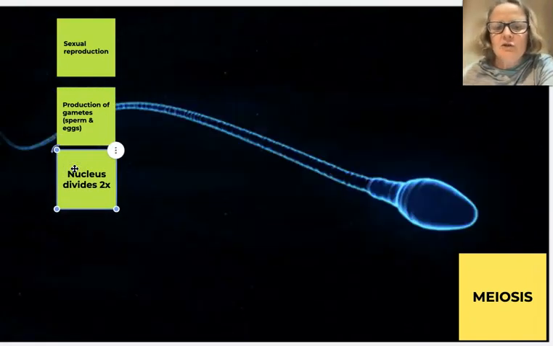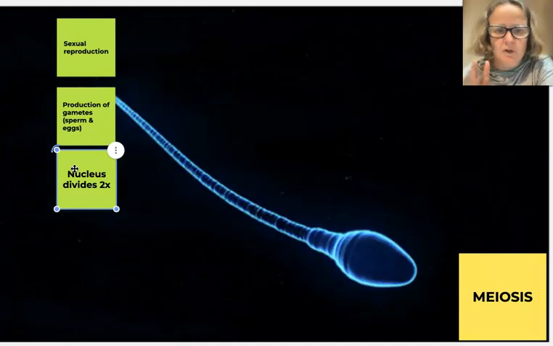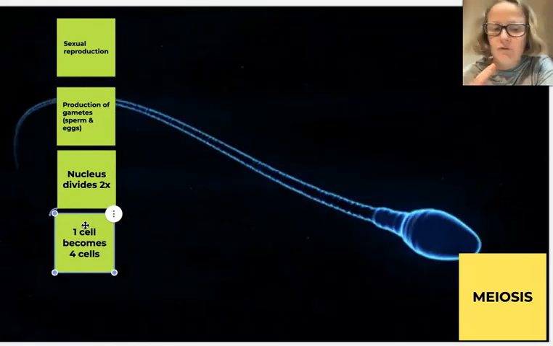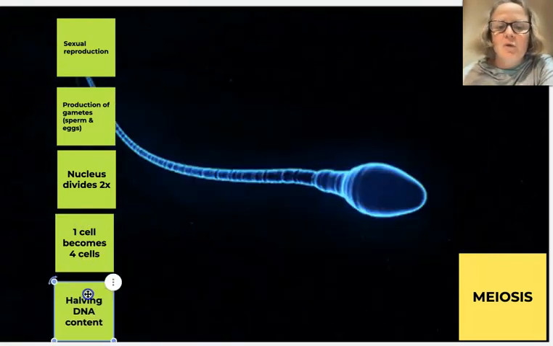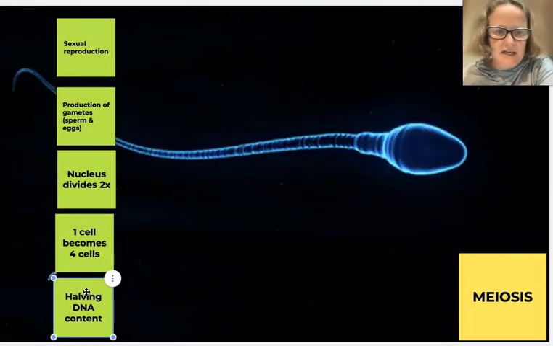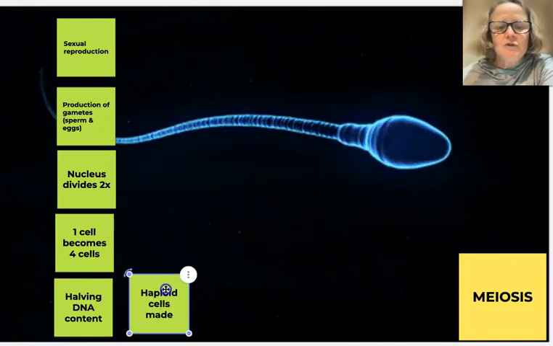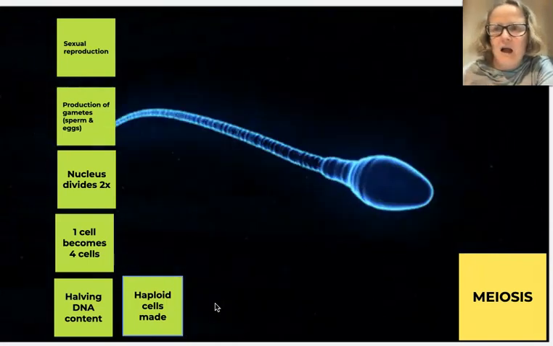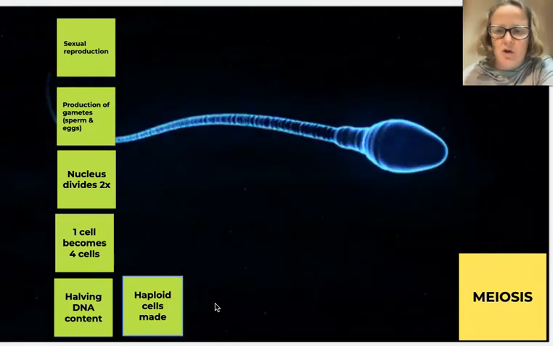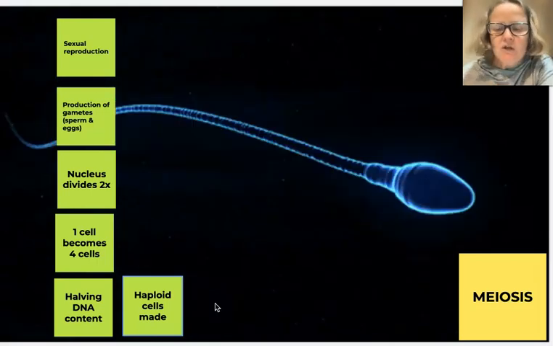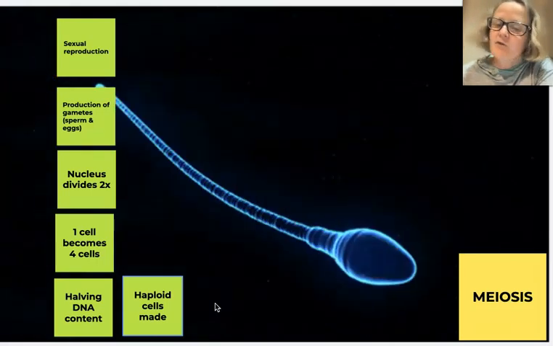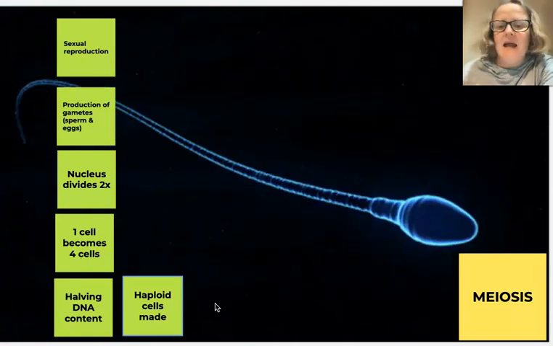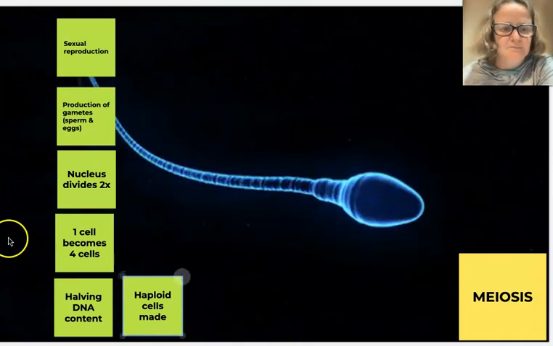During meiosis, the nucleus actually goes through two nuclear divisions, so one cell will end up becoming 4 cells, but we will halve the amount of DNA. And that means we produce cells that are haploid. So haploid means one of each copy of the chromosomes. Normally our body cells have 2 of each of the chromosomes. That would make them diploid, and all gametes are haploid.